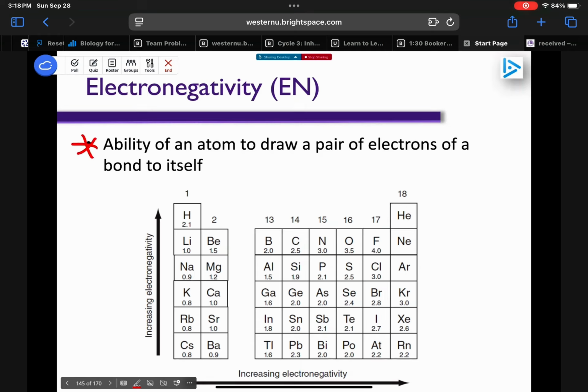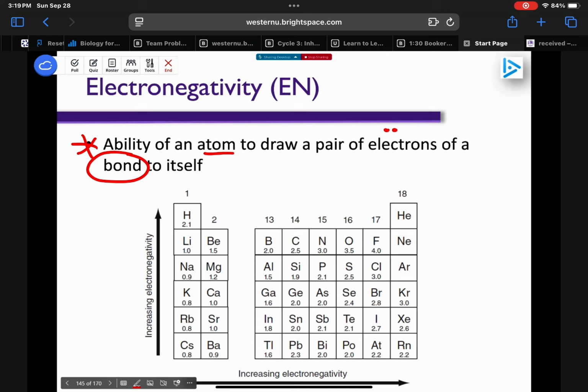Notice now that it's a measure of an atom to draw a pair of electrons of a bond to itself. Previously, we were talking about atoms or ions in gaseous state. Now we're talking about an atom that has a bond with something else. So it's not all by itself gaining or losing electrons. It has a bond, and we want to see what those electrons are doing in the bond.